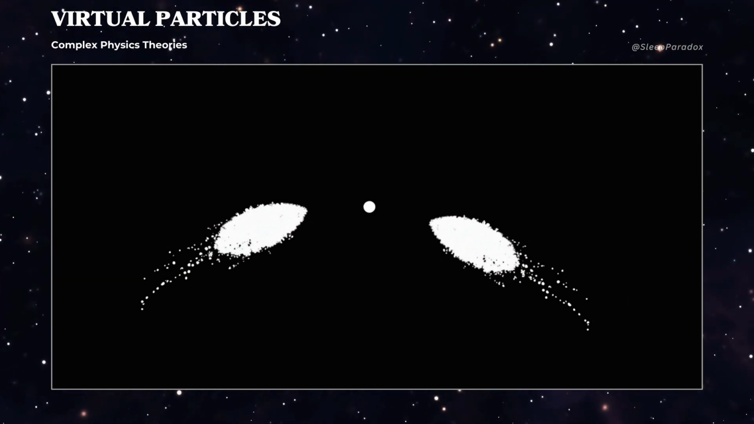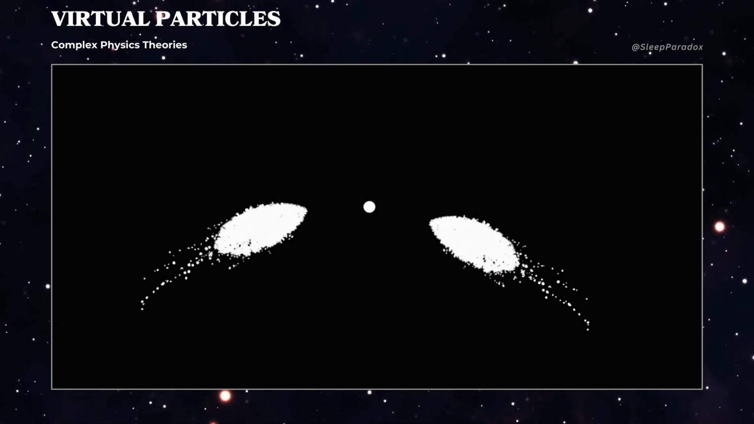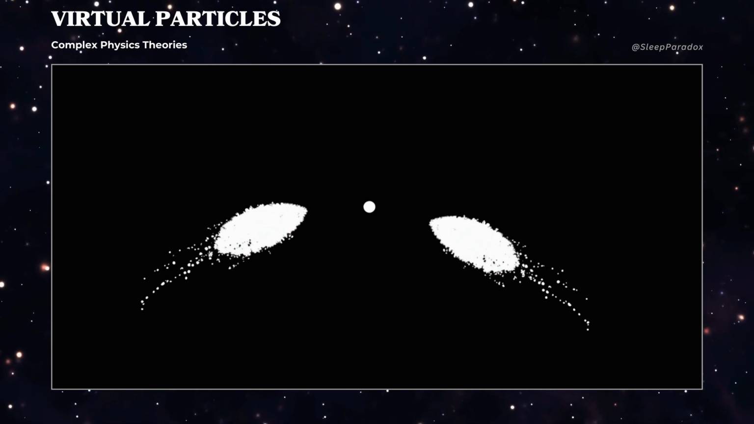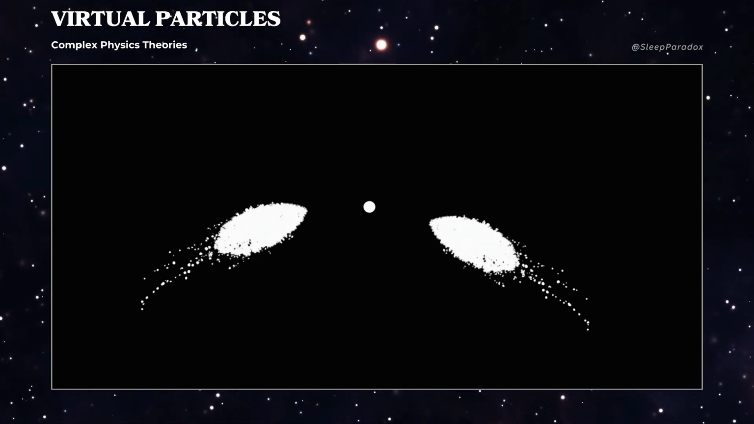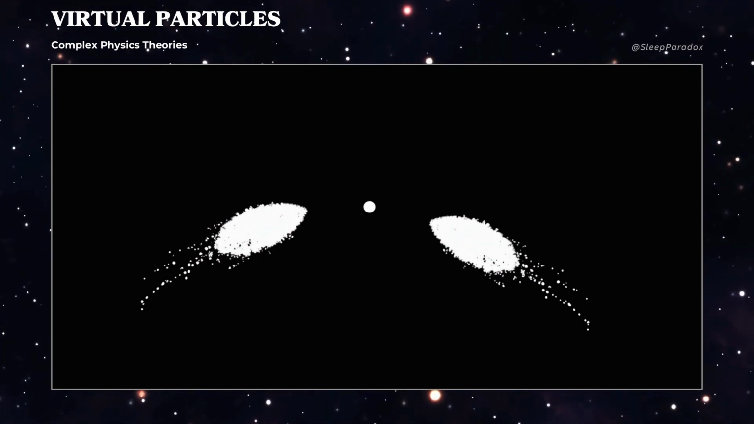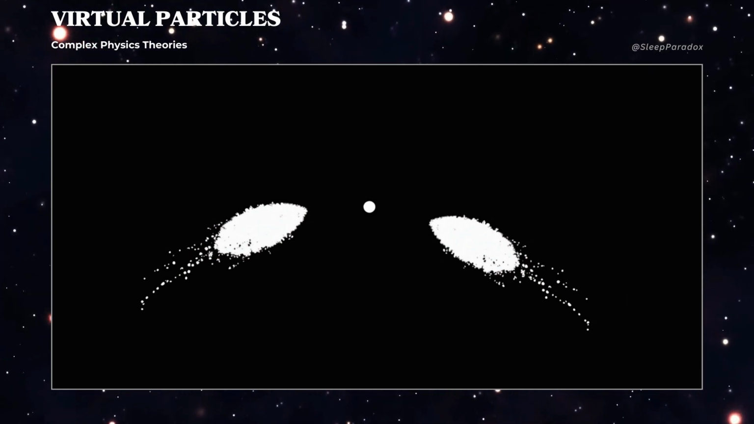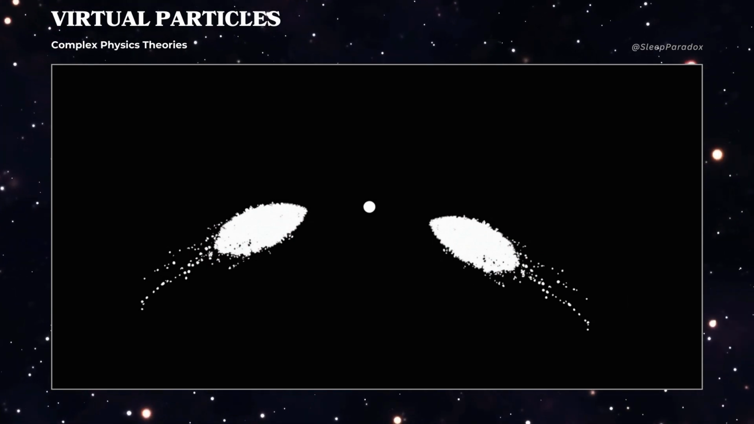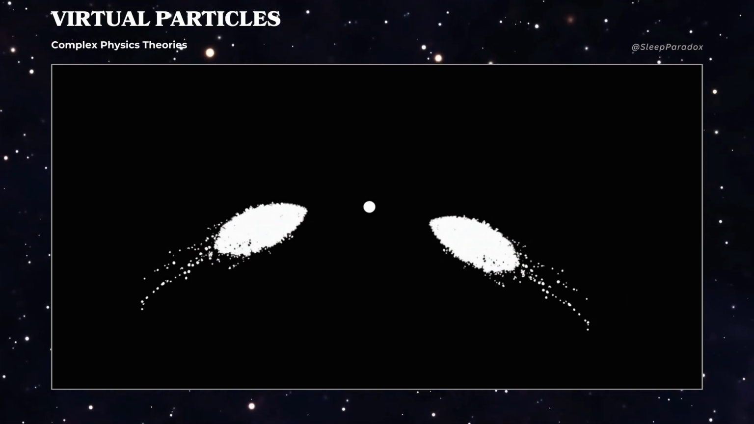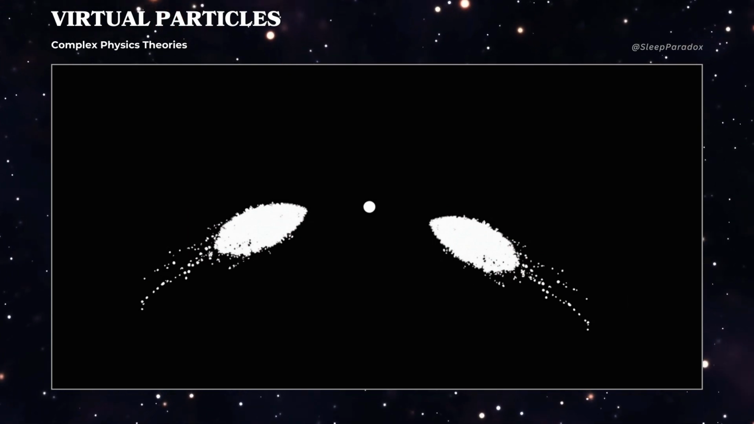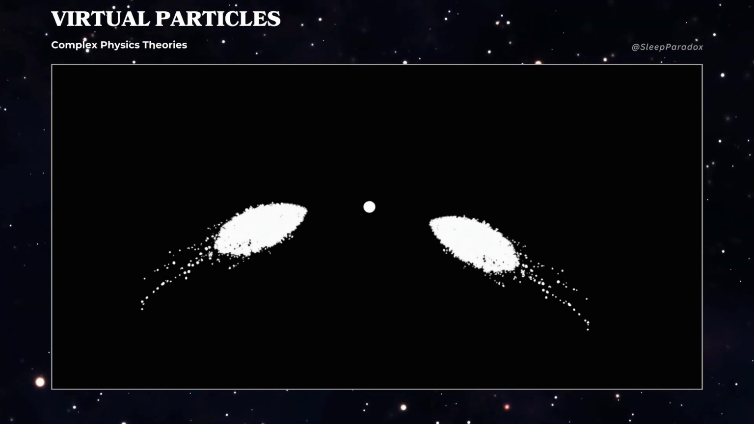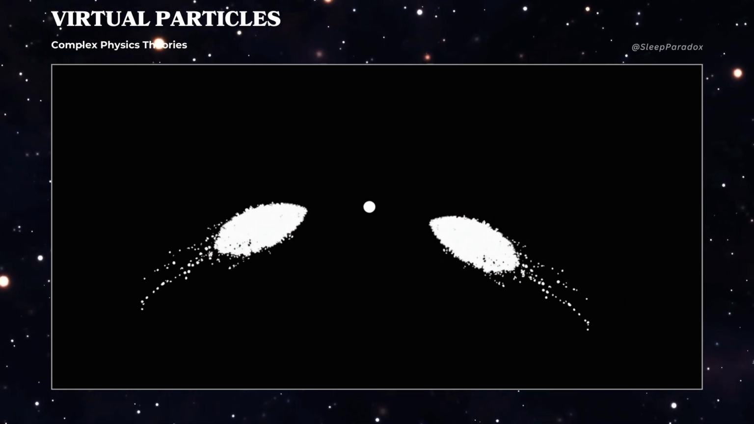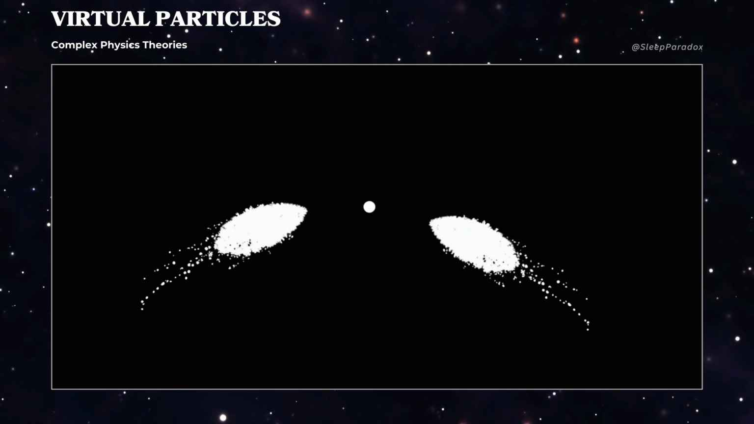It's important to remember that the term virtual is not meant to imply that these particles are fake. It simply means they are part of the internal workings of a quantum interaction. They help describe what happens between the start and end of a process, even if they don't leave any trace behind. Virtual particles are a reminder that the quantum world is not made up of solid, self-contained objects moving through empty space. Instead, it is a dynamic landscape of fields, fluctuations, and possibilities, where even emptiness is alive with invisible activity.